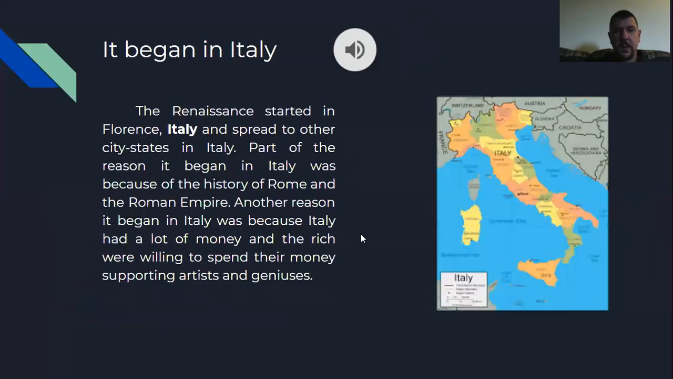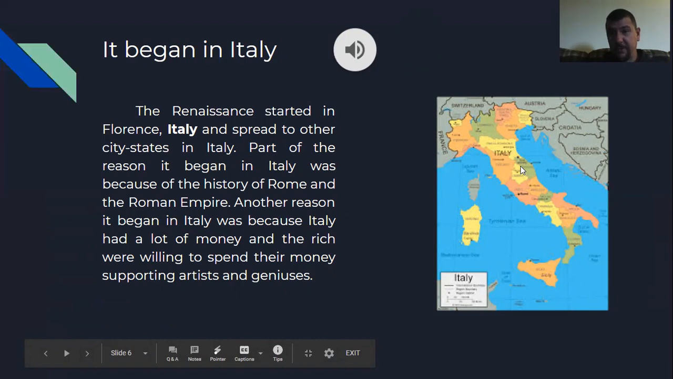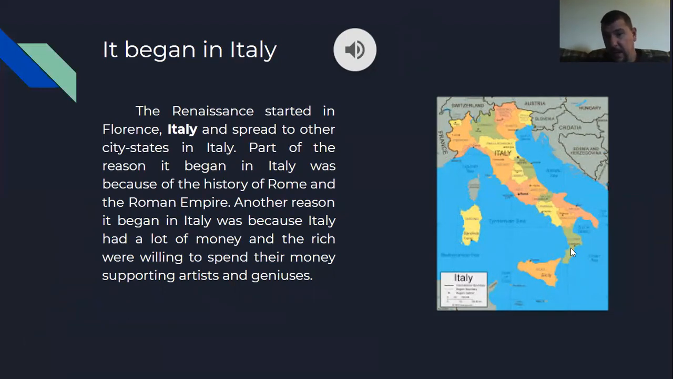All right, and the Renaissance began in Italy, Florence, Italy to be exact, and it spread to other city-states in Italy. Italy is the country that's shaped like a boot. If you look at it right here, it's shaped like a boot. It's because of the history of Rome and the Roman Empire.